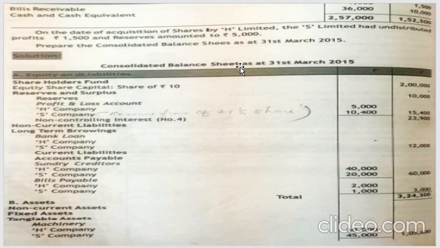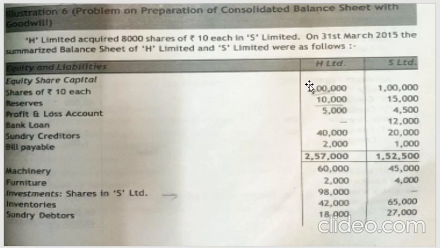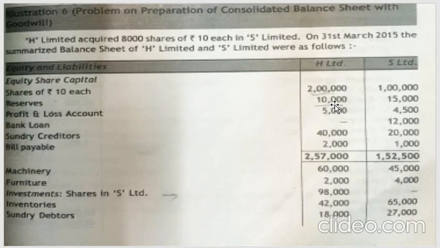Now under shareholders' funds, equity share capital of rupees 10 each. H Limited's share capital is 2 lakh rupees. Next, we have reserves and surplus. Reserves are 5,000, as mentioned in the question. Next, we have profit and loss. H company's profit is 5,000 as per the question. Profit and loss account, H company, 5,000.